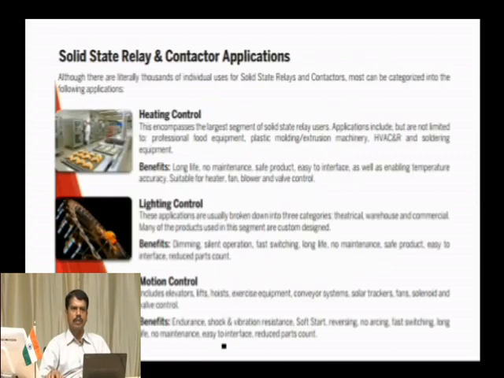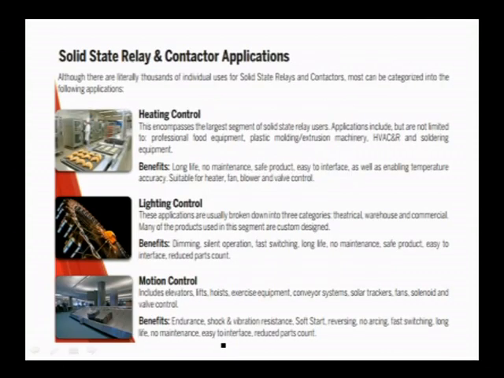A particular application you can see on this slide is heating control. The maximum application of solid state relays is in heating, which encompasses the largest segment of solid state relay users. Who are the maximum users? Heating control applications include food equipment, plastic molding, air conditioning and refrigeration, and soldering equipment. So the major application of solid state relays is in heating control.